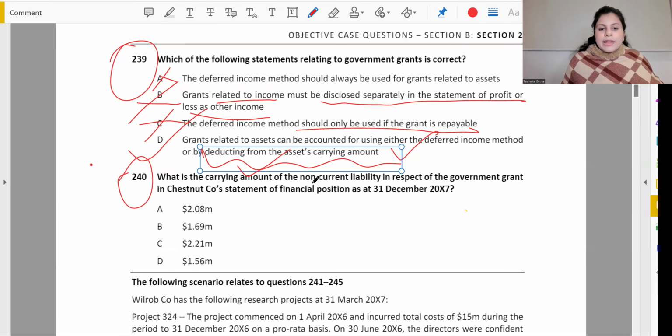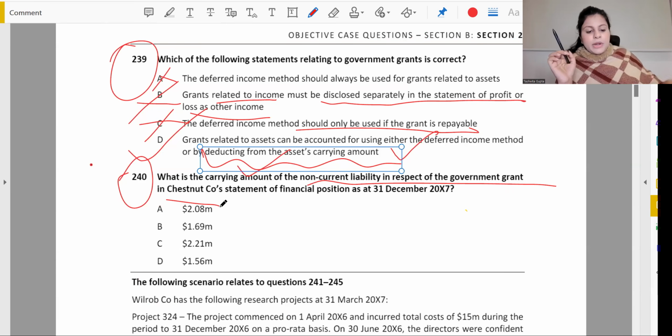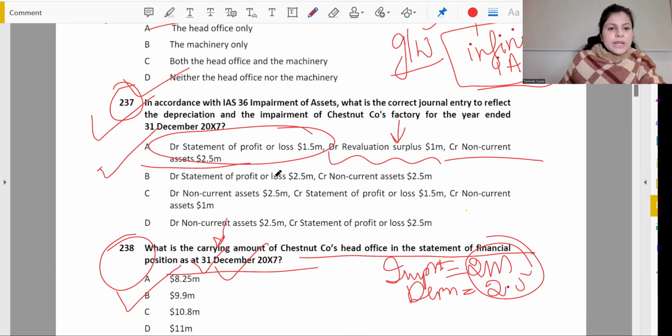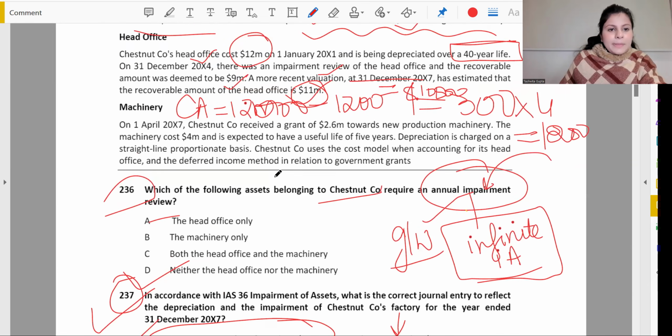Last, what is the carrying amount of non-current liability in respect of government grant in Chestnut Company's statement of financial position? Always from the carrying amount. Let's see what's given to us with regards to government grant.